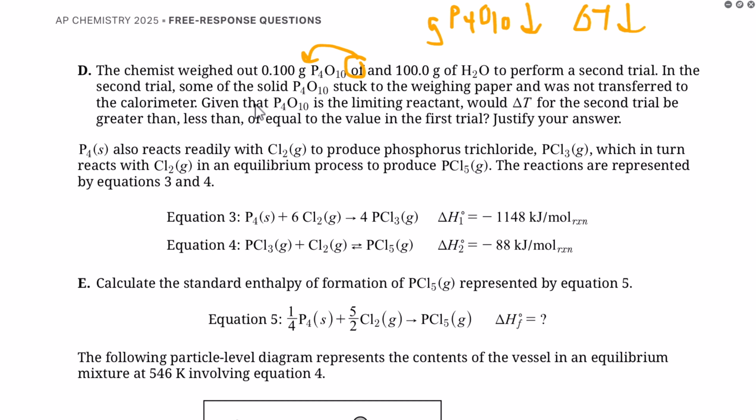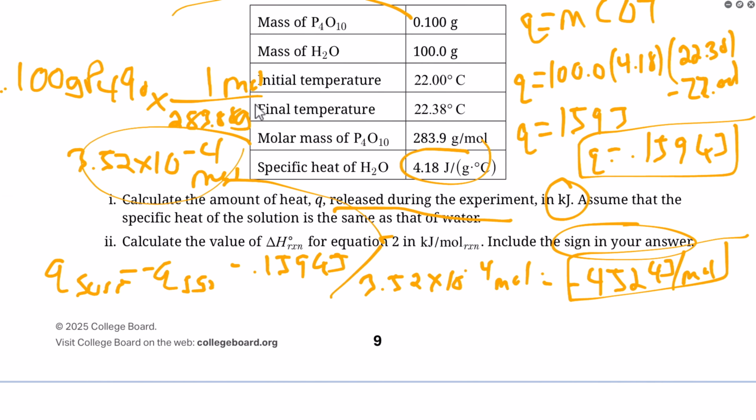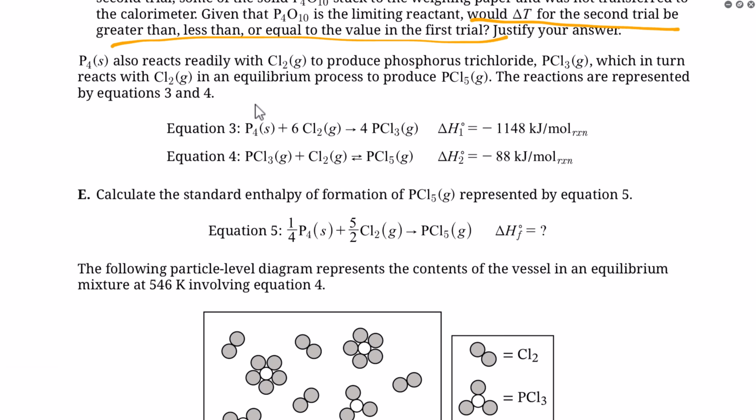And if the temperature change is less than what is expected, that's just simply it. I thought they were going to ask about enthalpy change, but no, it says, would the delta T for the second trial be greater than, less than, or equal to that of the first trial? Well, it's going to be less. If we have less grams of P4O10 react, then the amount of enthalpy change as a result of that reaction is going to be less as well. So yeah, pretty straightforward there.